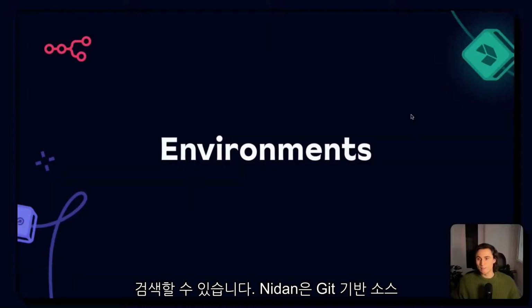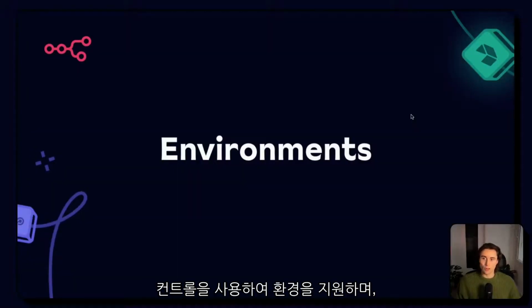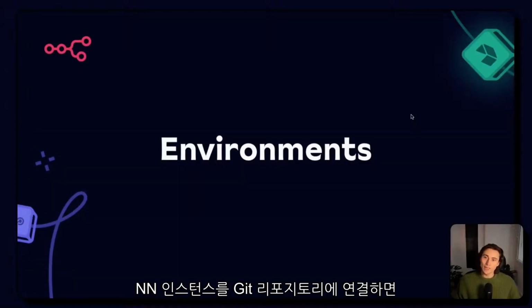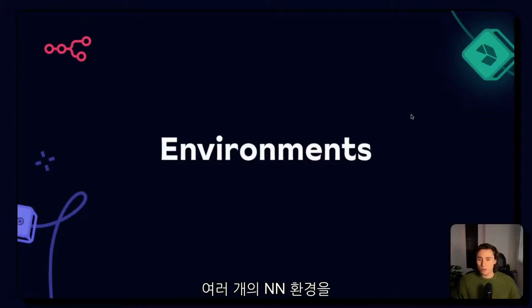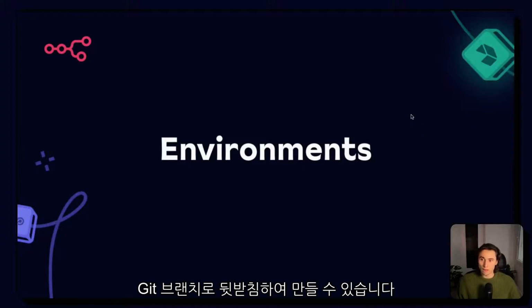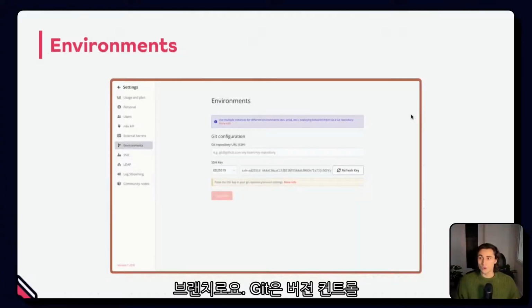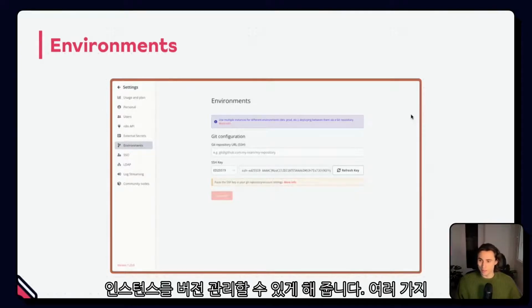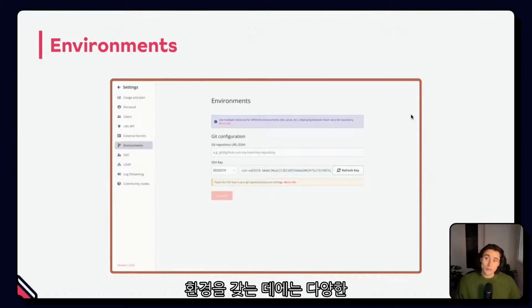n8n uses Git-based source control to support environments. Linking your n8n instance to a Git repository lets you create multiple n8n environments backed by Git branches. Git is a version control software, and n8n environments let you version control your n8n instance using Git. There are different advantages to having more than one environment.